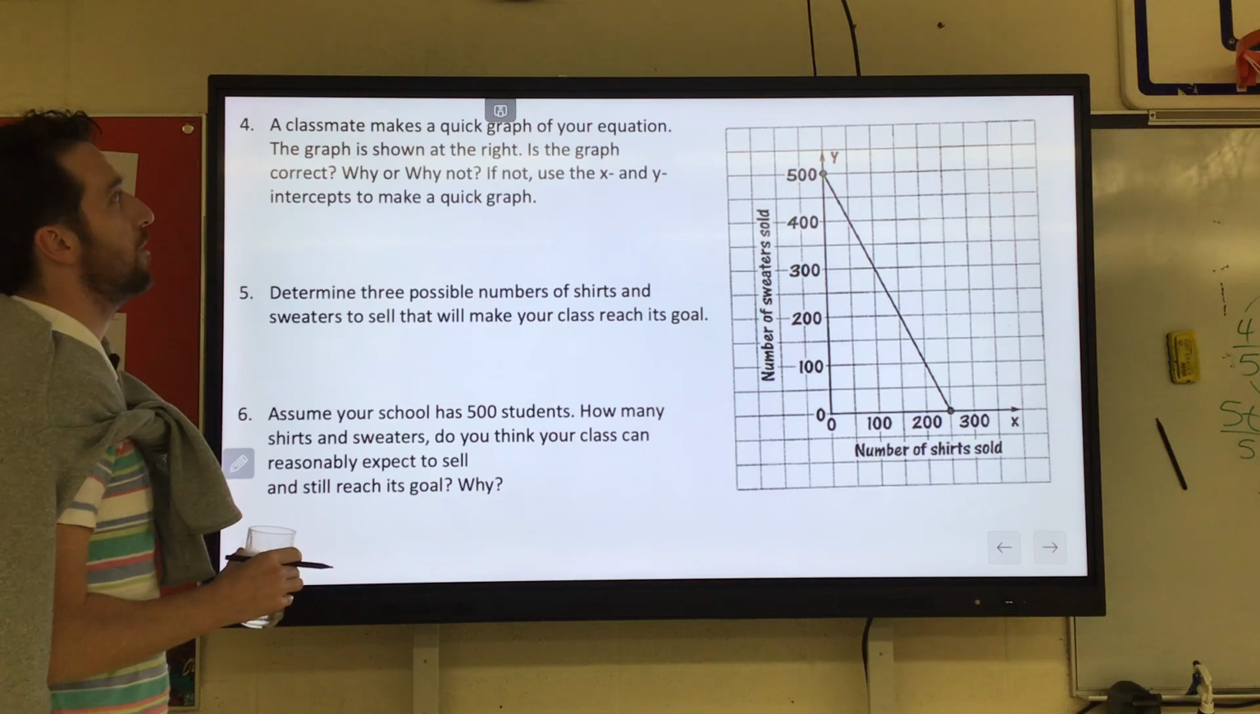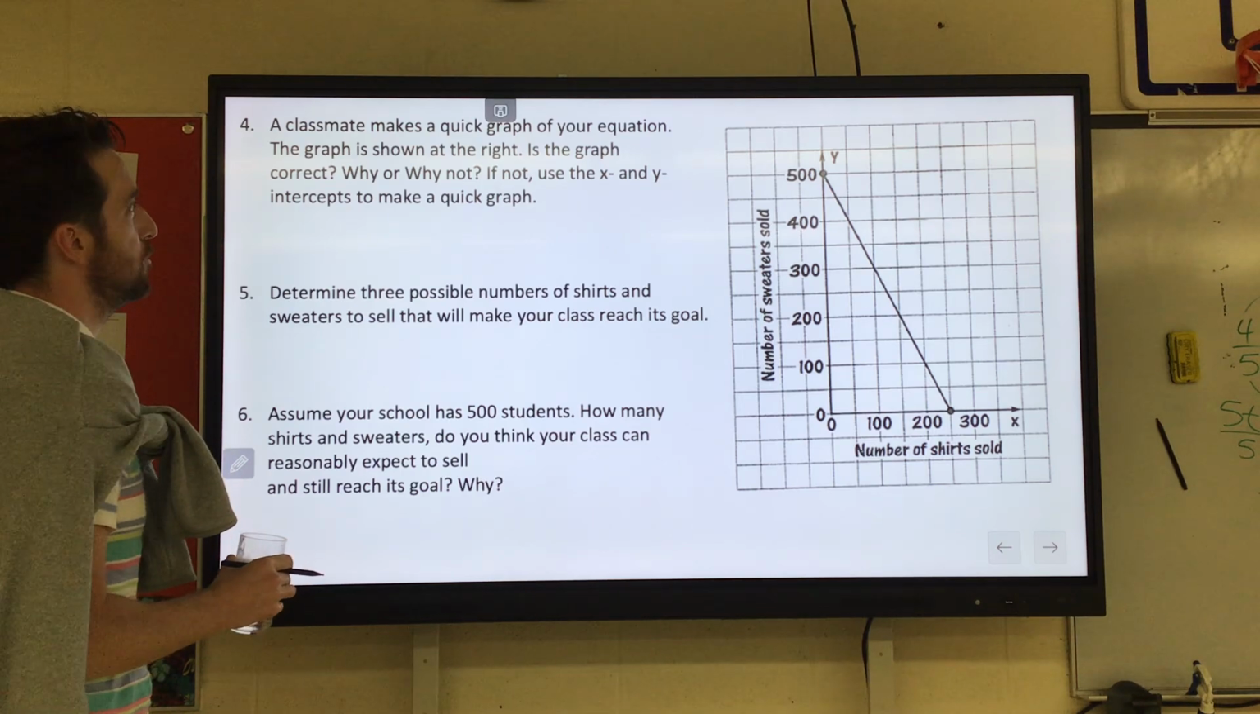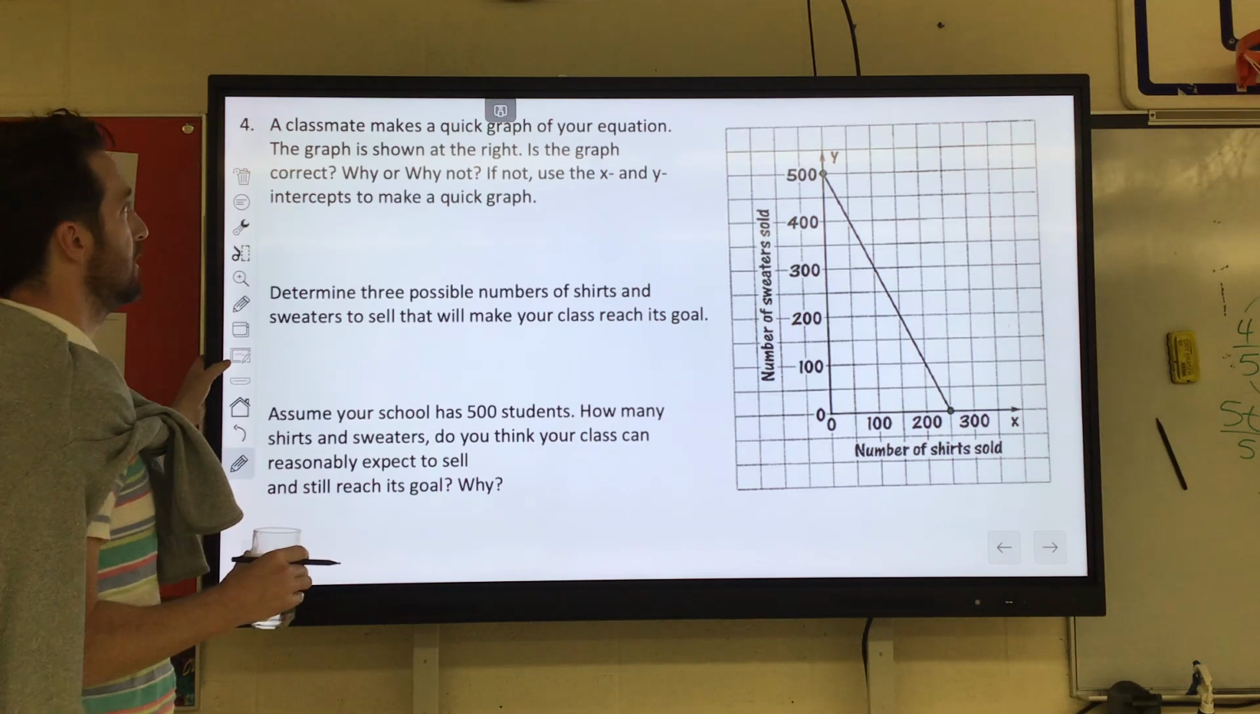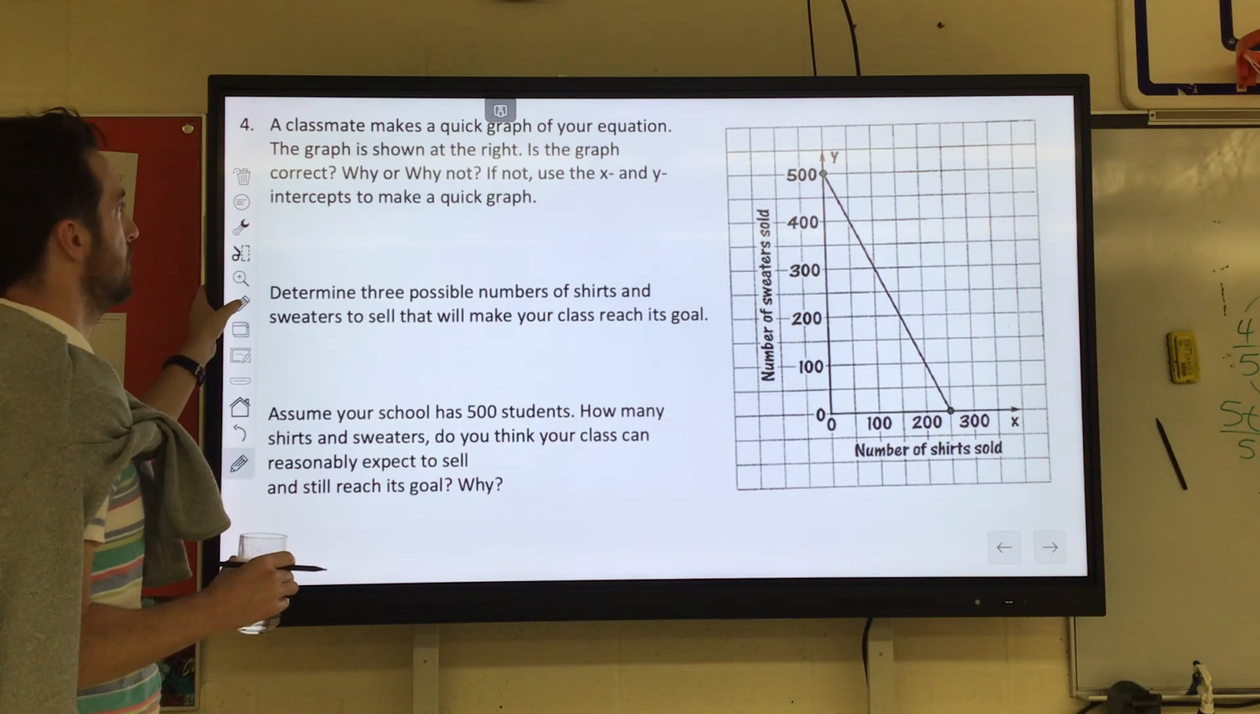Classmate makes a quick graph of your equation. The graph is shown at the right. Is the graph correct? Why or why not? And if not, use the x and y intercepts to make a quick graph.